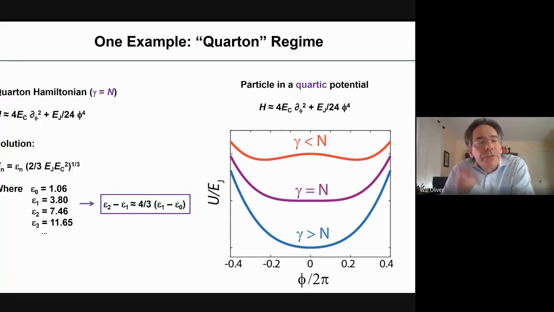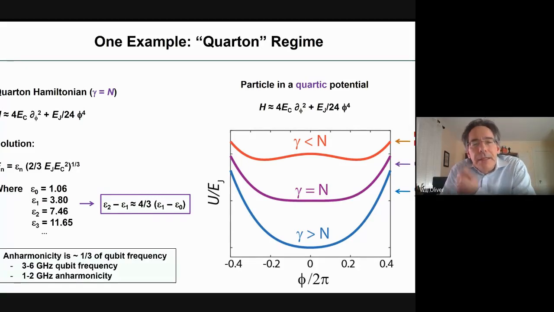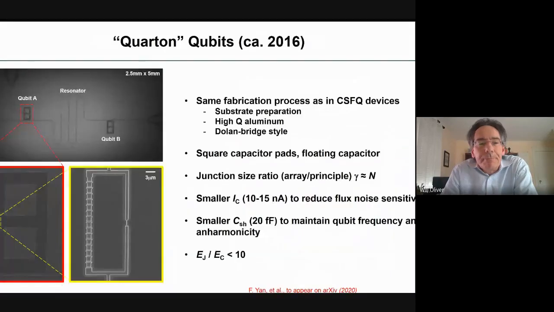And when you do this, you can basically solve this simple Hamiltonian on the left. And what you find is that the anharmonicity for the Chorton, okay, it's positive, but it's also about 1/3 of the qubit frequency. So if your qubit frequency is 3 to 6 gigahertz, then operating in the Chorton regime will give about 1 to 2 gigahertz of anharmonicity. And we know that's substantially larger than what we get with the transmon and also the C-Shunt flux qubit.